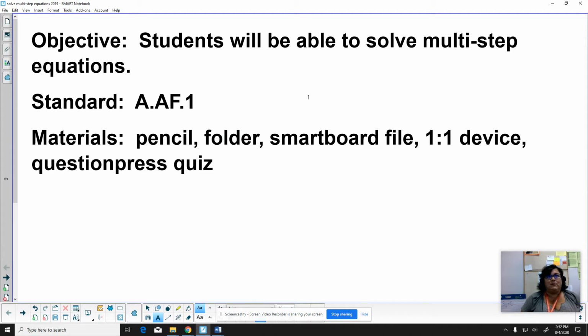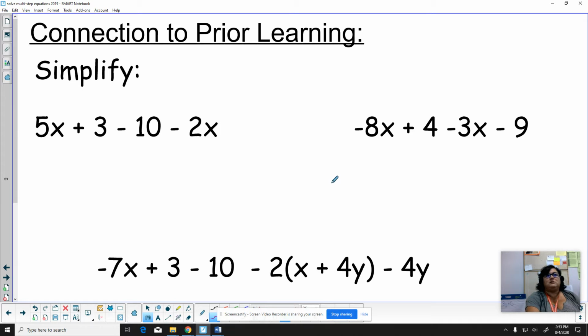So we did two-step equations where we added and subtracted and then divided or multiplied and then subtracted or whatever, but they were just two steps. So now we're going to be doing some equations that are a little bit longer, and I like to think of them as more fun. So in order to do that, you have to be able to combine like terms.